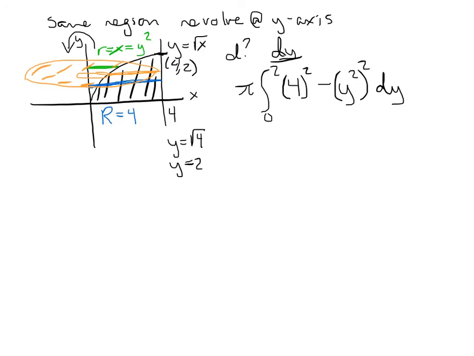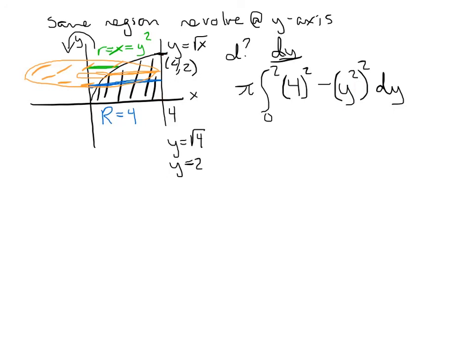Okay, so this one's a little bit harder around the y-axis. Two different functions to think about. We have a big radius and a small radius. That's always going to happen if you have a washer versus a disc, with a hole in it. So big radius squared minus small radius squared, and integrate it from 0 to 2.